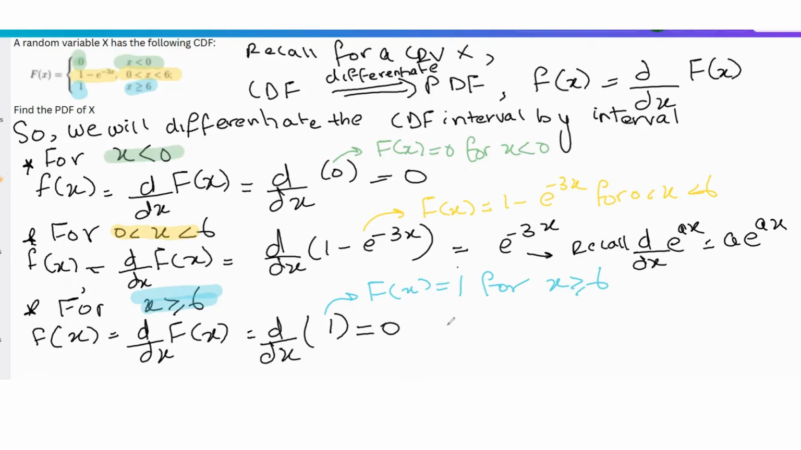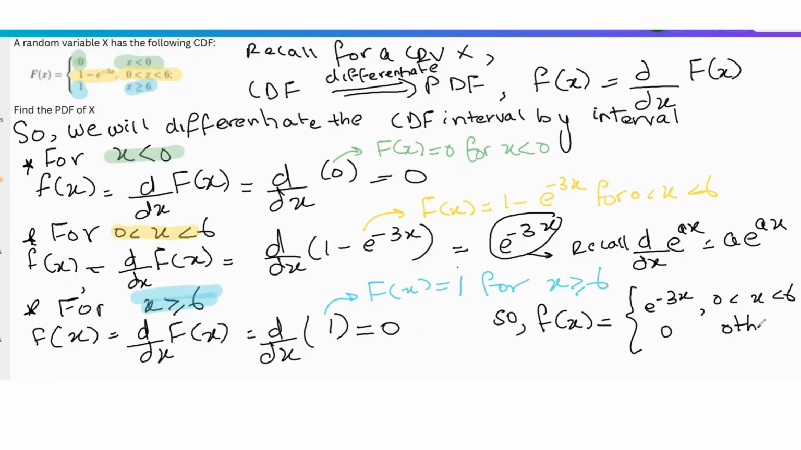So if I write the overall PDF in a nutshell, it's only non-zero for x between 0 and 6. For x less than 0, it's 0. For x greater than or equal to 6, it's also 0. So it's equal to e to the minus 3x for x between 0 and 6, and 0 otherwise. So this is how we can find the PDF given the CDF. We just differentiate the CDF interval by interval.